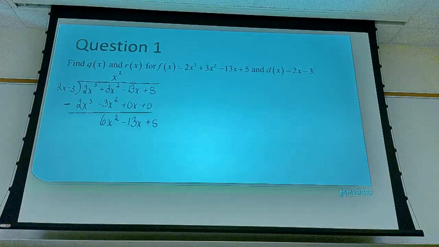You play the same game. What's the leading term of the new dividend? 6x squared. What do you have to multiply your 2x by to get 6x squared? 3x. So that's what we do.